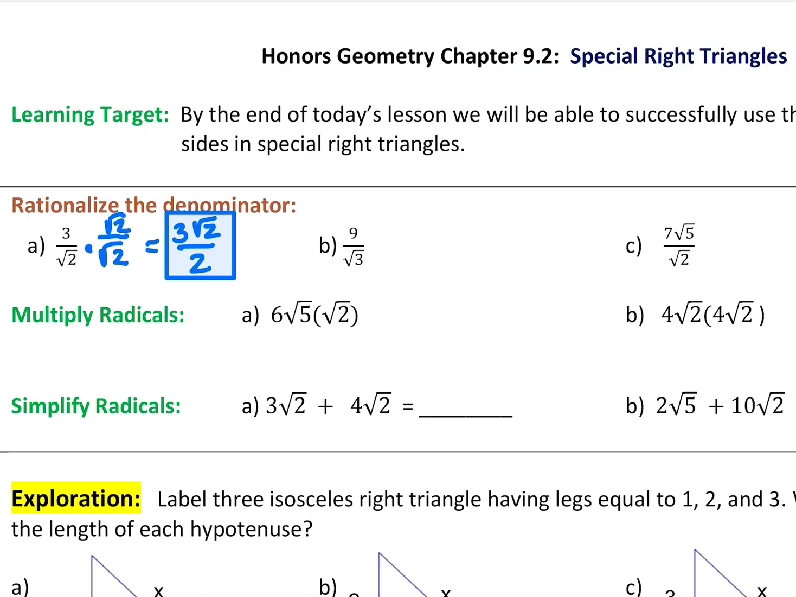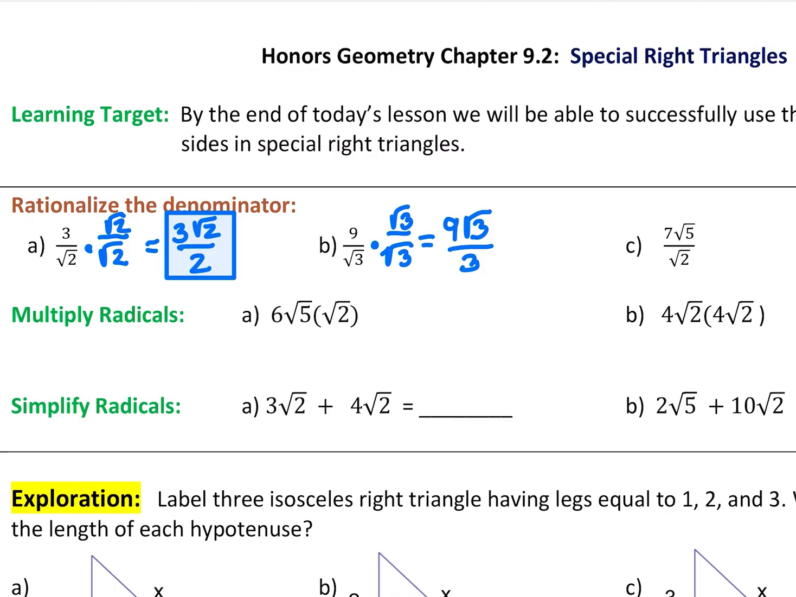Let's do the same thing over here in B. If you notice, B has a root 3 down below, and we don't want that. We're going to multiply it by itself to poof it away, but what you do down below, you also do to the top, and that yields 9 root 3 over 3.